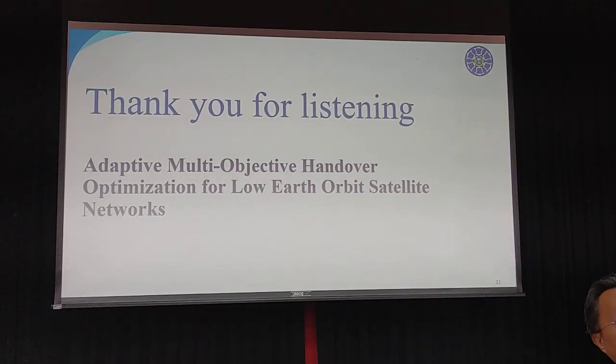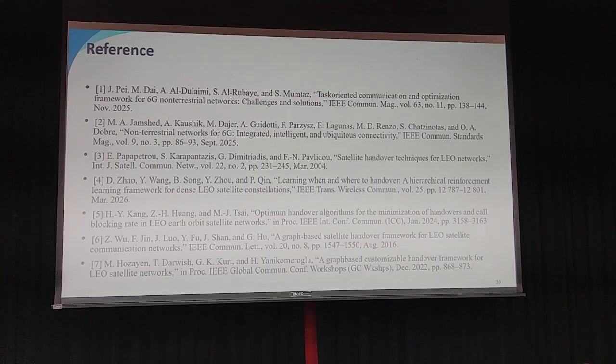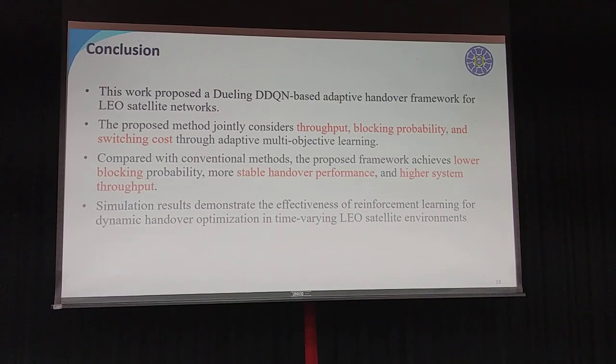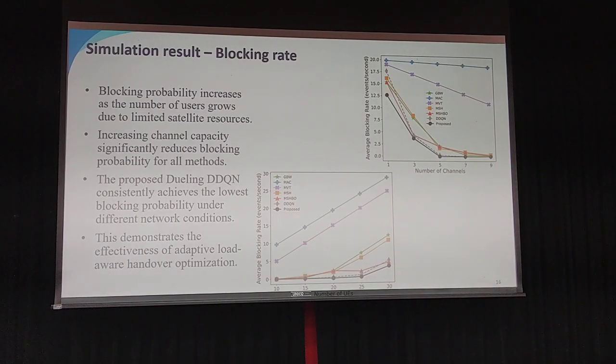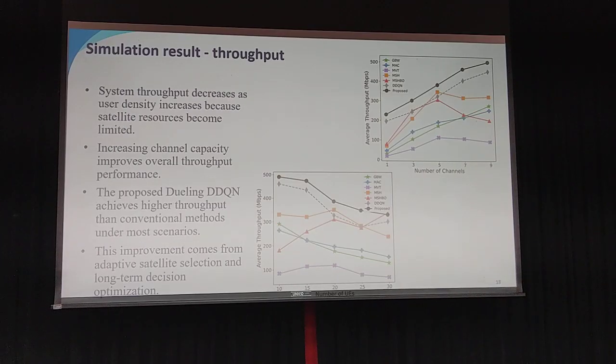Any further questions? Can you return? You have three performance metrics, including blocking rate, handover cost, handover number, and also the throughput, right? Yes. Okay.